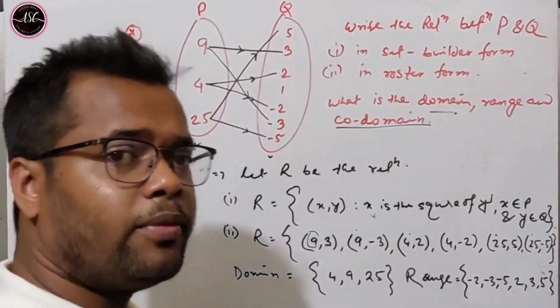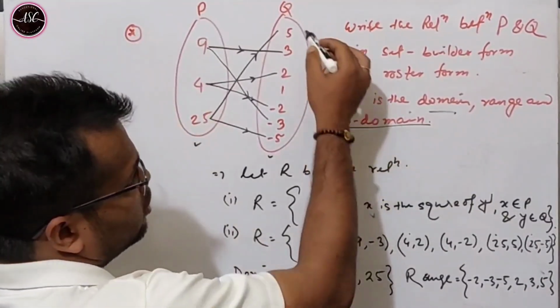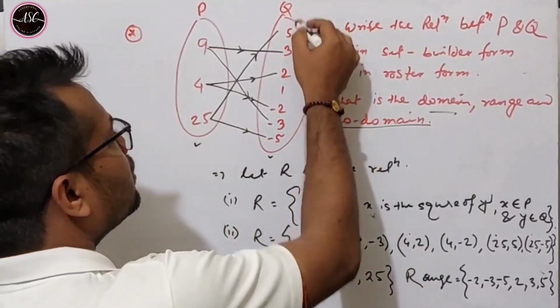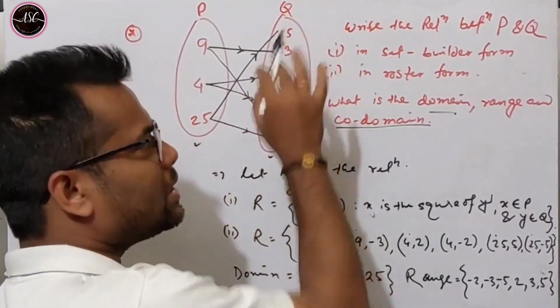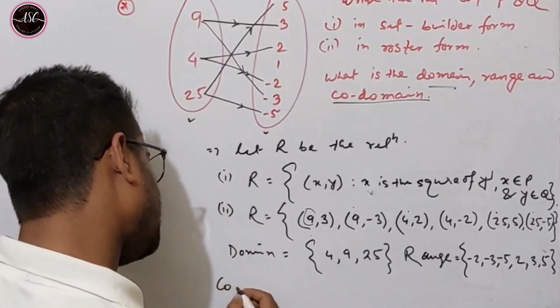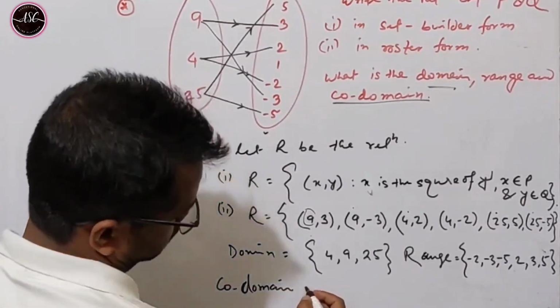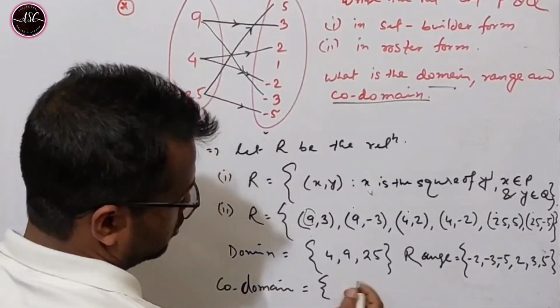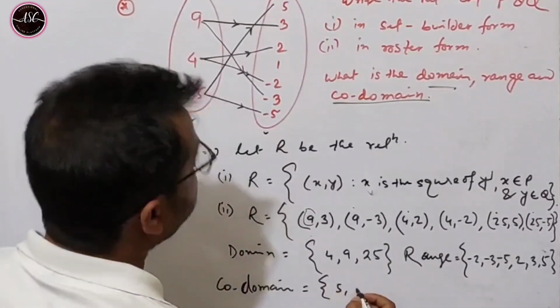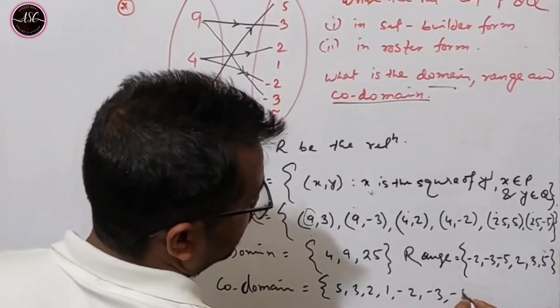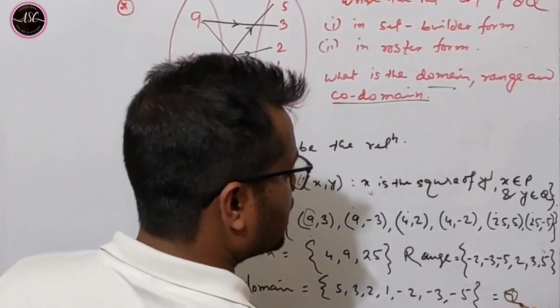We know the codomain is the set of all the elements in Q, that means the second set. So the codomain is equal to the set {5, 3, 2, 1, -2, -3, -5}. That means the set Q.